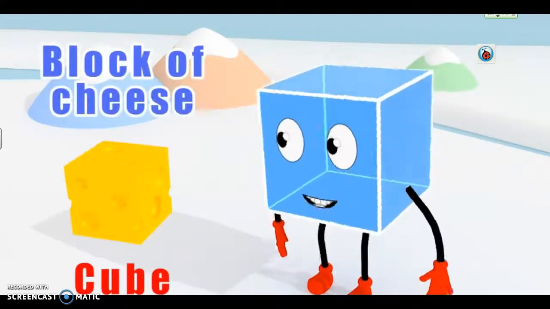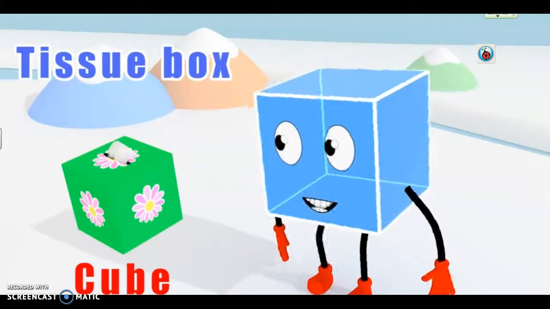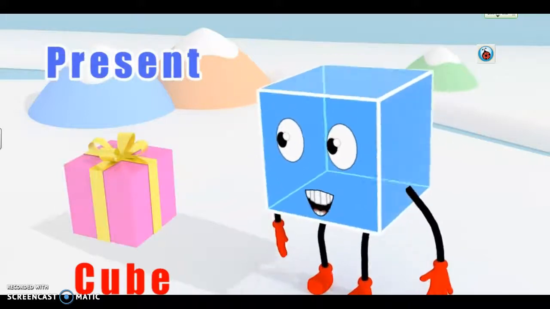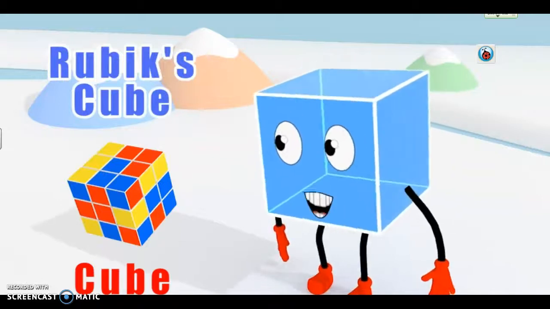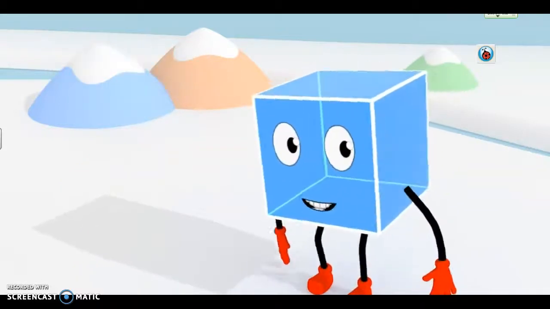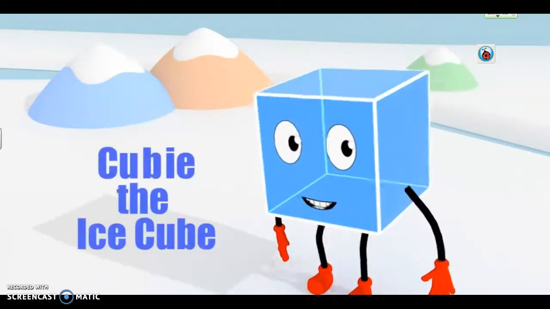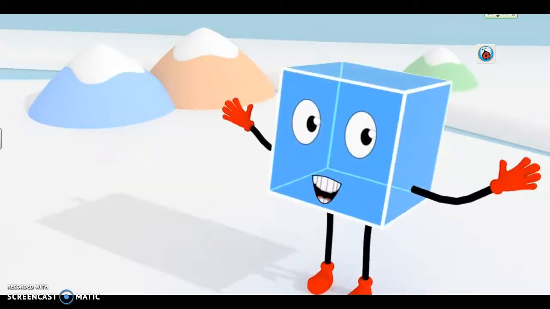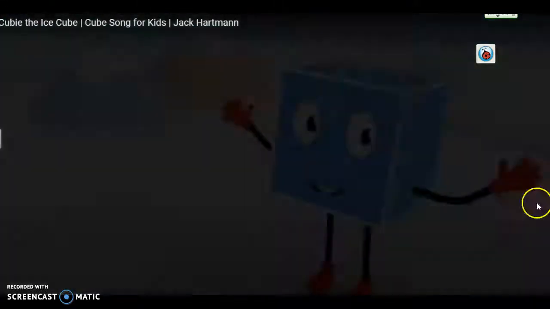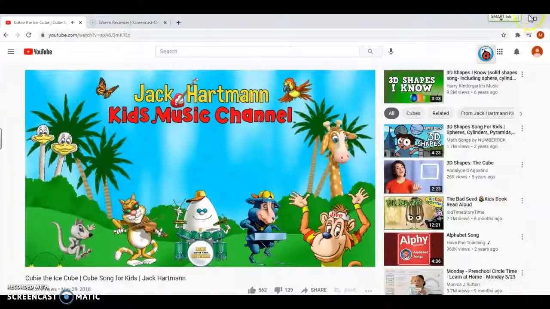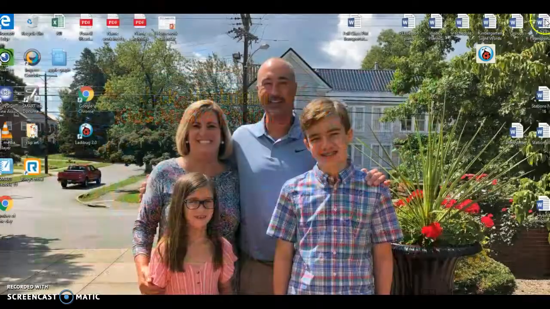A block of cheese can have the shape of a cube. A tissue box can have the shape of a cube. A present can have the shape of a cube. A Rubik's Cube has the shape of a cube. I'm QB, the ice cube, and I'm cool. Let's be friends.